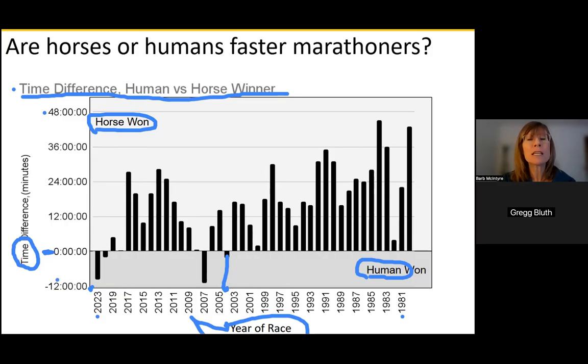I'm also noticing that the greatest amount of time that a human won by was close to 12 minutes, where if I draw this line, we can see across the 12 minutes that horses have won by a much greater margin than humans have. So the summary that I would take away from this graph is that horses in the past 40 years have won more often, and that they've won by a greater margin than humans.